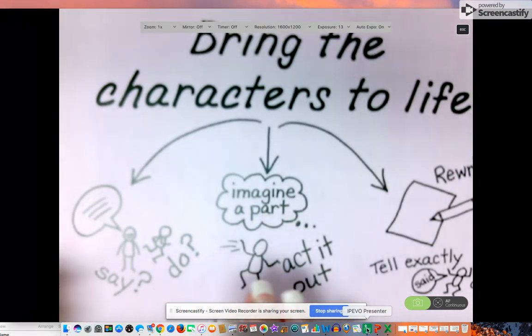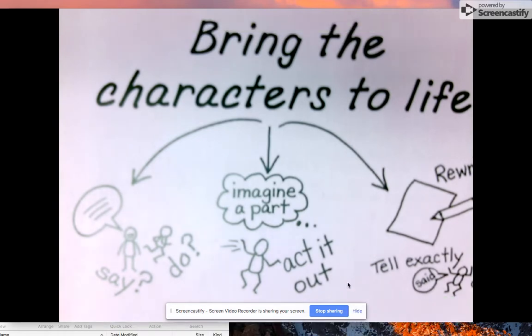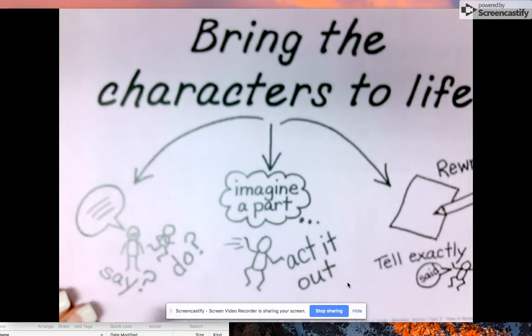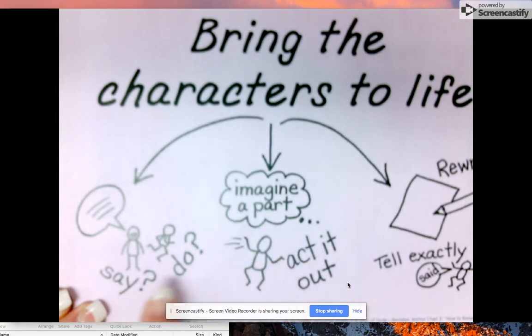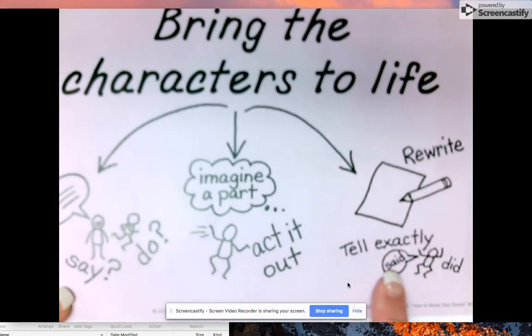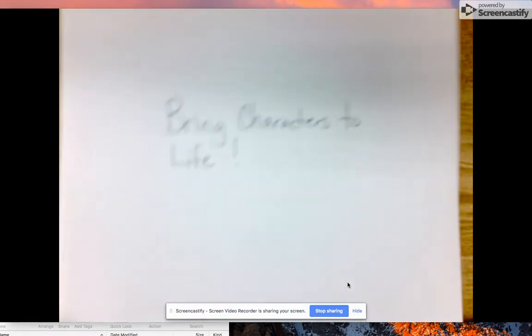First, we need to begin with thinking of what is an important part of the story. What is a part that would be a good place where somebody actually said or did something? So once we figure that out, we think about what actually maybe took place. Imagine back to that time. You need to act it out in your head. Think about, what did they say? What did they do? And then you rewrite it and you tell exactly what they said and what they did. I'm going to show you a couple examples of how that can be done.